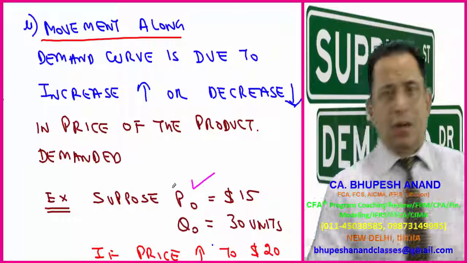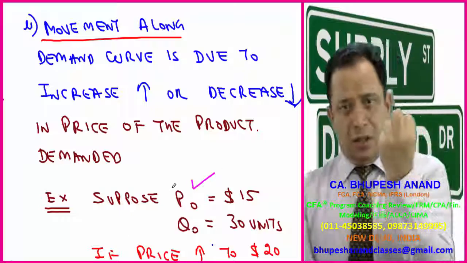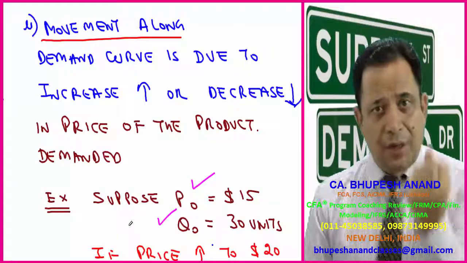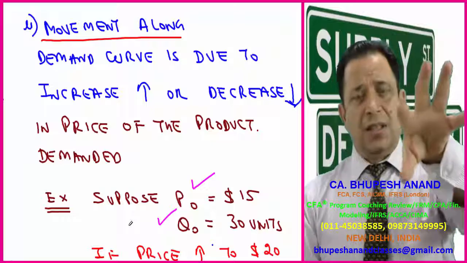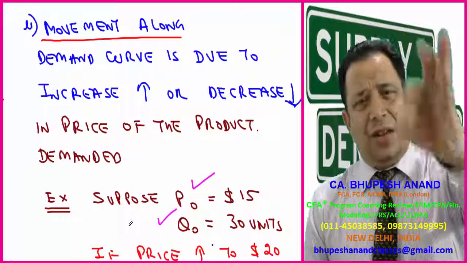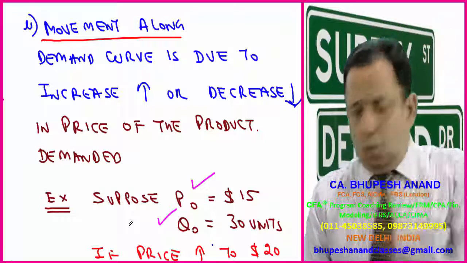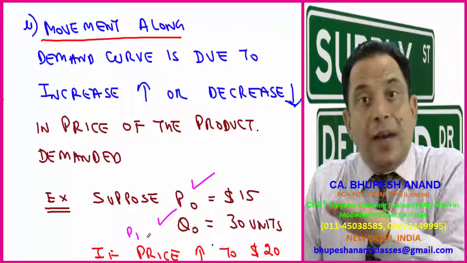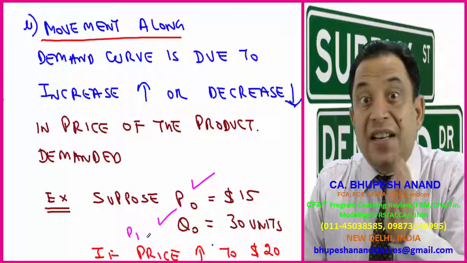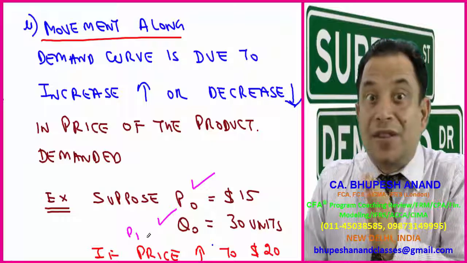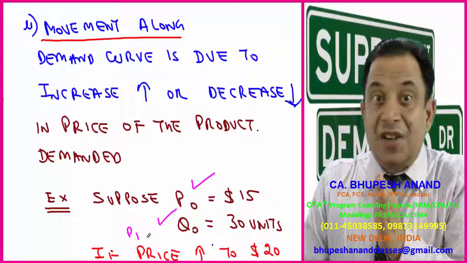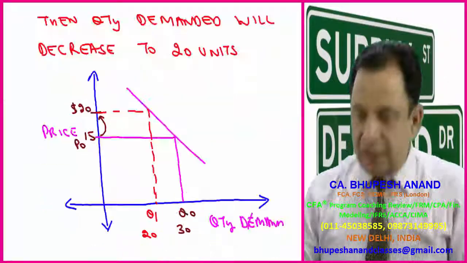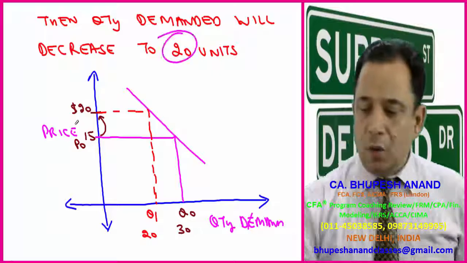Just for practical purposes, so that I can give you a real touch: suppose P0, the original price, is $15, and Q0, the original quantity, is 30 units. I have taken 0 as original and 1 as new. Suppose P1 has increased to $20. Now from $15 my price has increased to $20. As per the demand function, I know that there is a negative relationship, so my quantity demanded will come down. Then my quantity demanded will be 20 units.